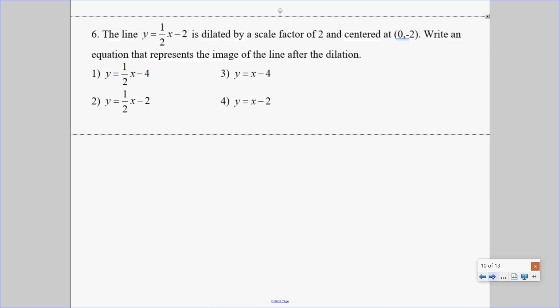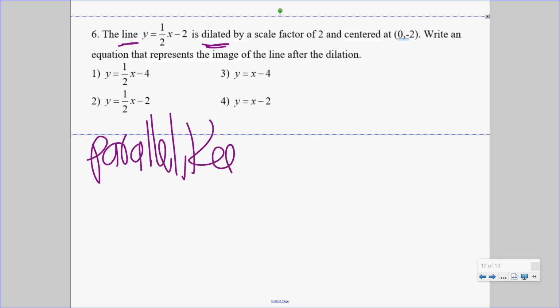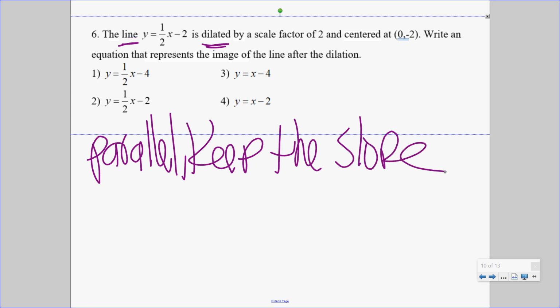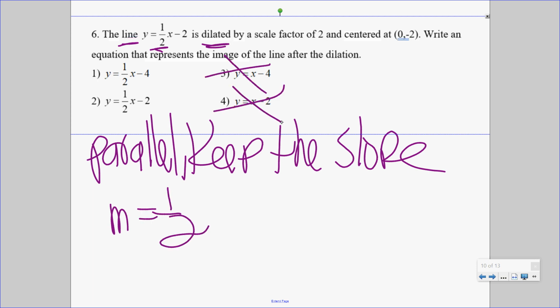Number 6, line dilation, parallel, keep the slope. So, the slope here is 1/2, so my slope is 1/2. Can't be 3, can't be 4. Center on the line. Now, is it origin or is it not origin? It is not origin. So, I'm not multiplying the scale factor in b. I need to determine is the center on the line.